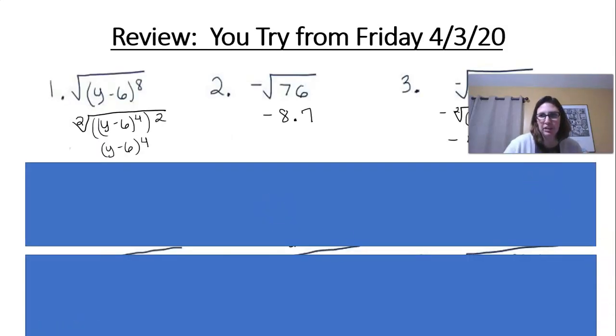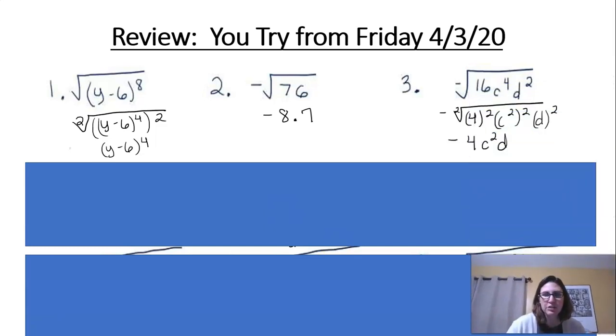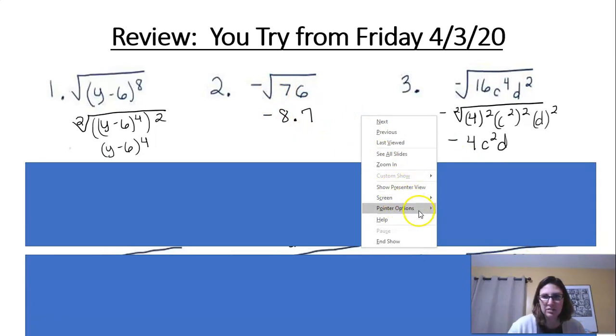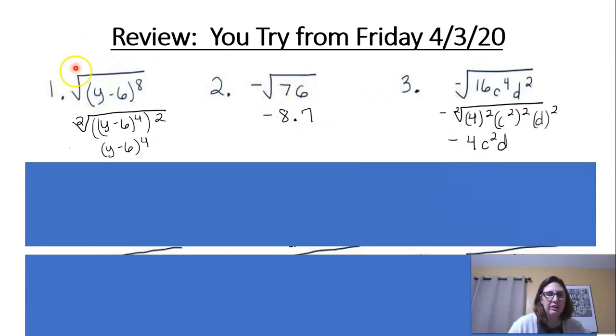Let me move my video down here. As you can see, this was the work from Friday. These are the first 3 problems, and I just want to go over these really quickly with you. All right, this was your first example here. Remember that if it doesn't have an index, it's automatically 2. So I wrote it here on the second line so you would remember that.